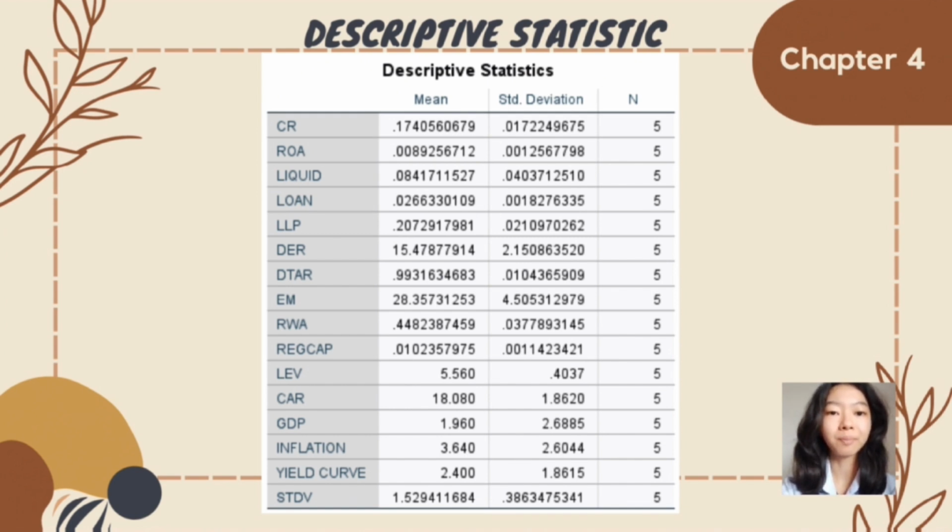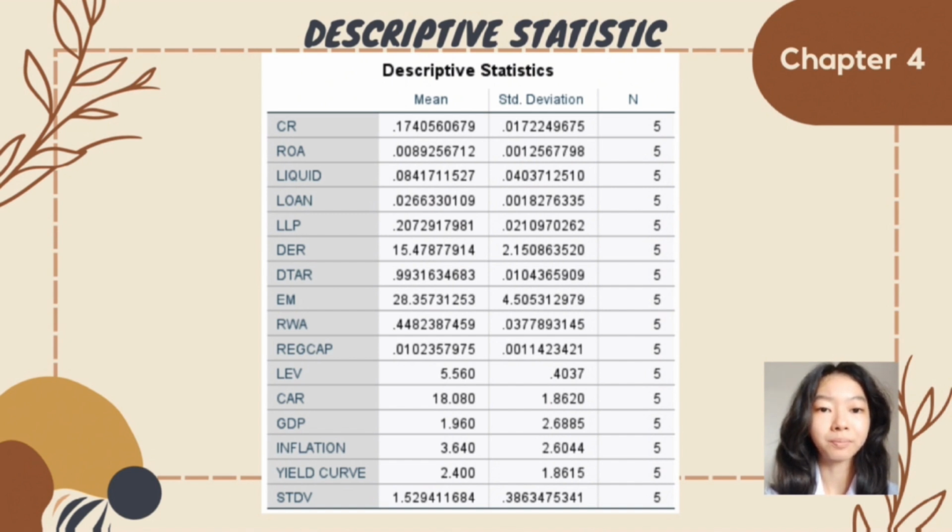The regulatory capital has a mean of 0.010 and a standard deviation of 0.001. Next is leverage, showing a mean of 5.56 with a standard deviation of 0.404. The capital adequacy ratio has a mean of 18.08 with a standard deviation of 1.86.